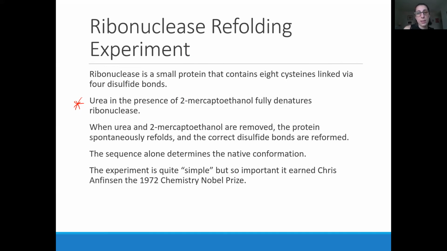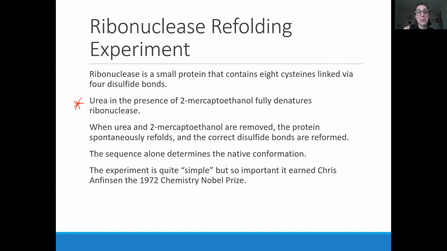If these are removed, ribonuclease can spontaneously refold, and it will correct the disulfide bonds that are reformed. This is not true for all proteins that have these disulfide bond types, but for many proteins, when the oxidative or reductive environment is changed from one to the other, they can refold. And it will refold back into its native conformation.